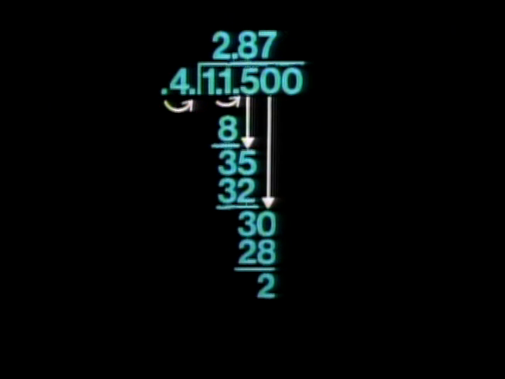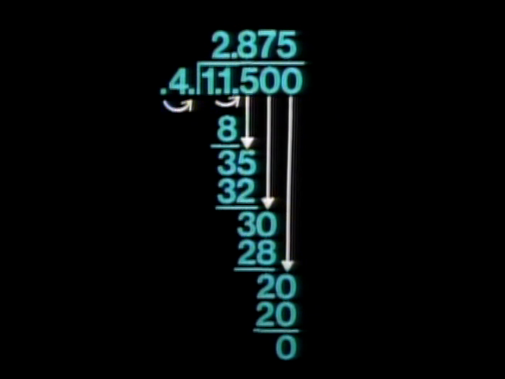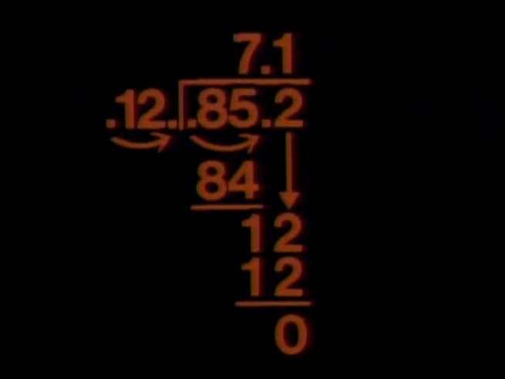But let's see what happens if we bring down 1 more 0. The 2 becomes 20. 4 into 20 goes 5 times. And now the remainder is 0. We're done. Not in the sense that the answer is close enough for our purposes, but in the sense that it couldn't be any closer. It's exact. The quotient is exactly 2.875.